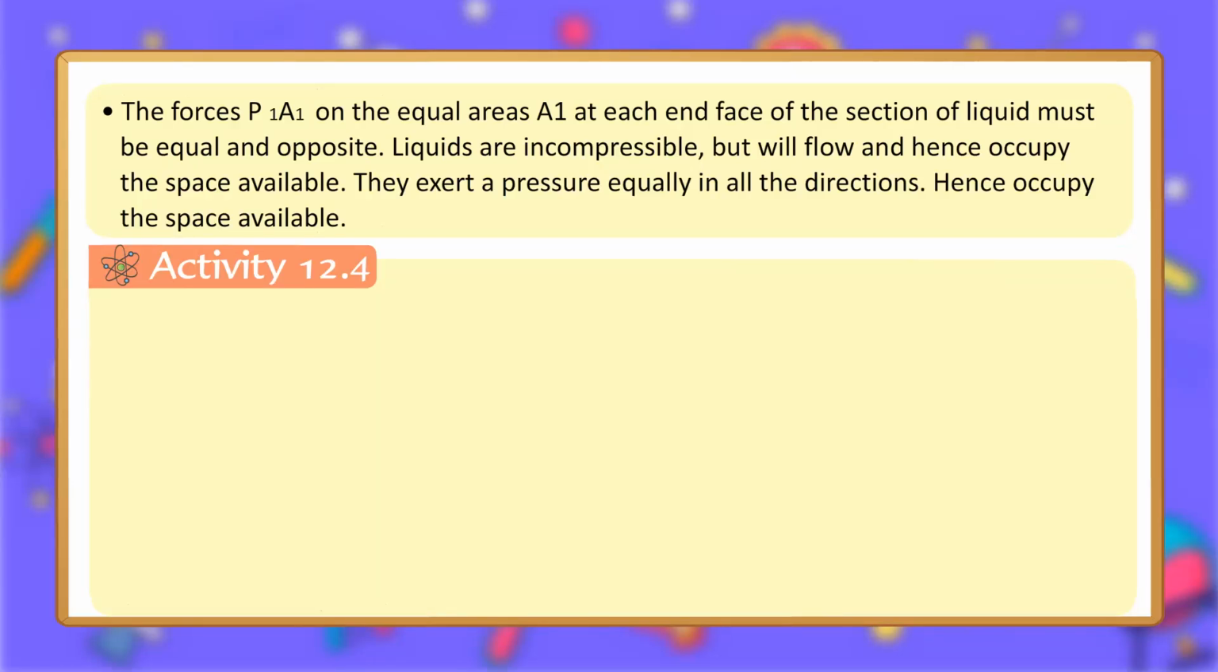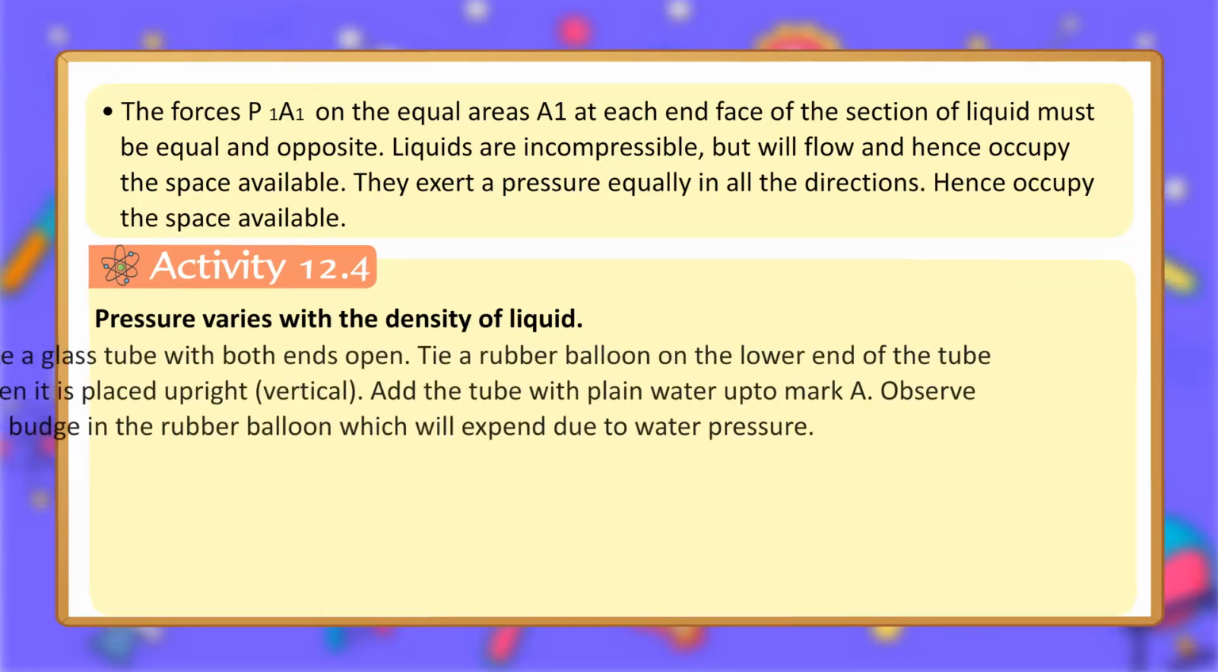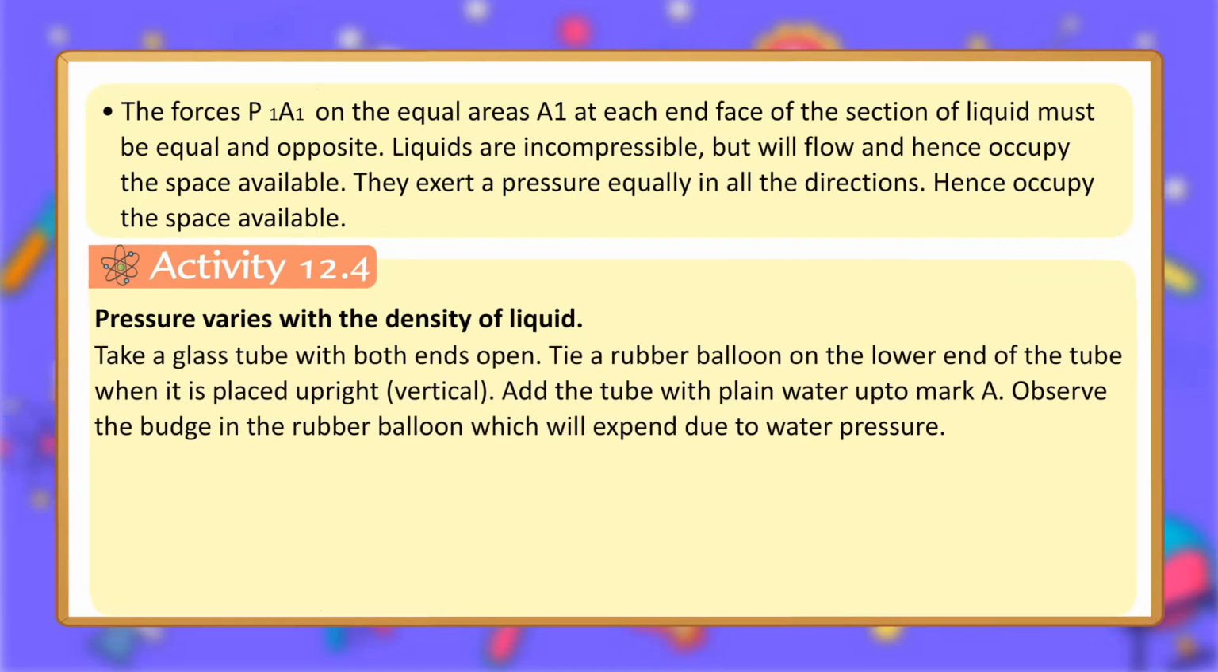Activity 12.4. Pressure varies with the density of liquid. Take a glass tube with both ends open. Tie a rubber balloon on the lower end of the tube when it is placed upright, vertical. Fill the tube with plain water up to mark A. Observe the bulge in the rubber balloon, which will expand due to water pressure.